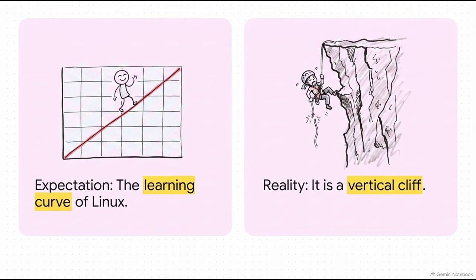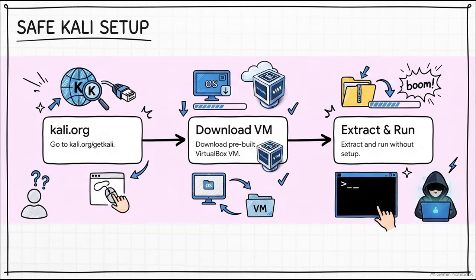But here's the secret. Once you finally scale that cliff, you don't just use your computer anymore. You actually command it. So let's bypass a massive chunk of that cliff right now. You absolutely do not need to install a brand new operating system on your main hard drive. The easiest, safest, and honestly smartest way to start is by just downloading a pre-built Kali Linux virtual machine. You just go to kali.org, grab the VirtualBox file, extract it, and hit run. Boom, that's the whole shebang.